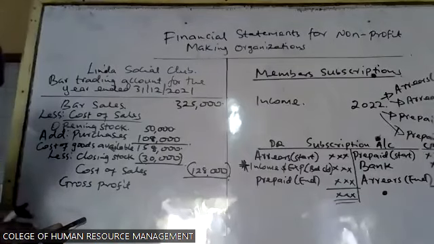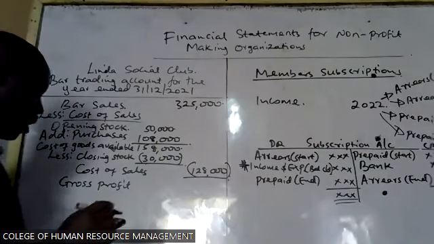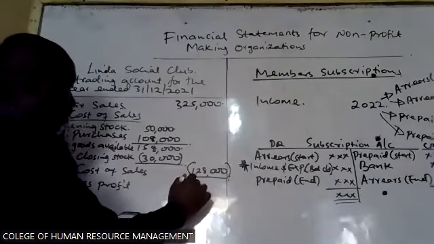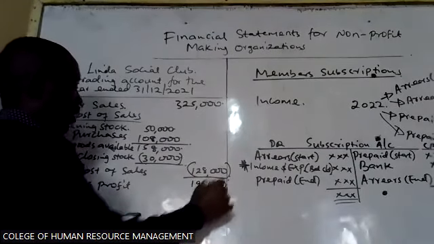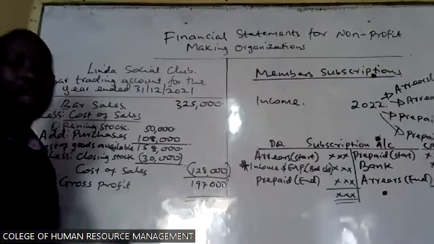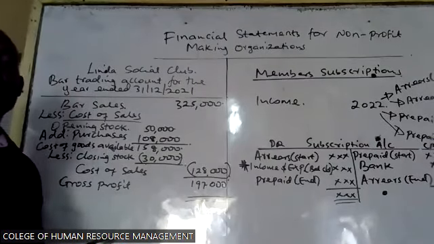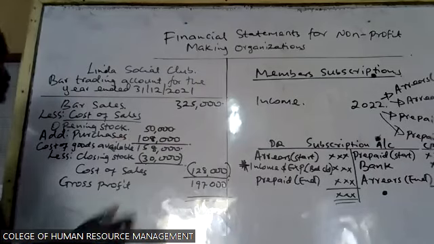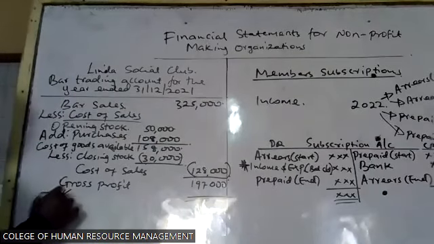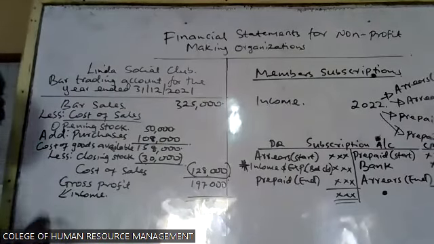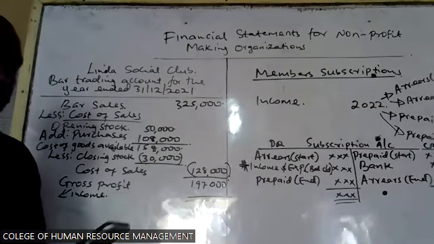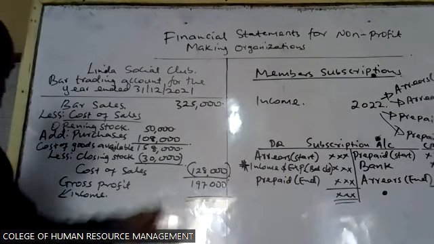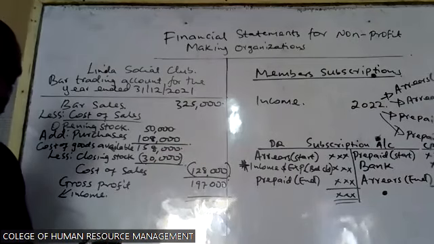197,000. Yes, 197. That is the end of the bar trading. It is a very small one. You take the sales minus the cost of sales, you get that. Remember, this one is going to be our income in the income and expenditure account. This is an income.